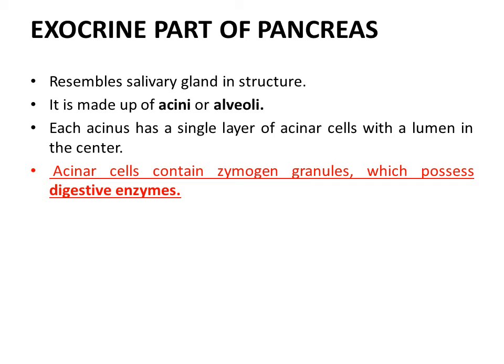Exocrine part of pancreas resembles salivary gland in structure. It is made up of acini or alveoli. Each acinus has a single layer of acinous cells with a lumen in the center. Acinous cells contain zymogen granules which possess digestive enzymes.